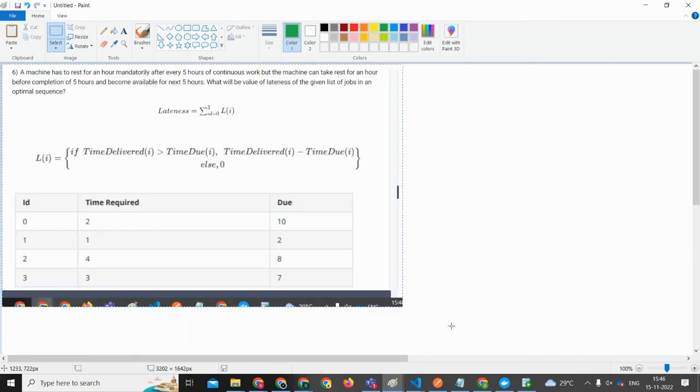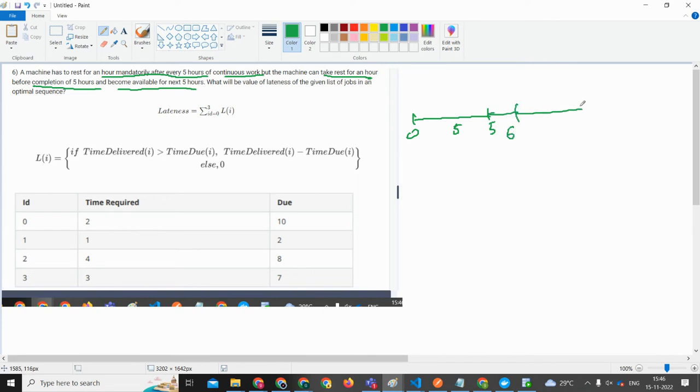Let's read this. A machine has to rest for 4 hours mandatorily after every 5 hours of continuous work, but the machine can take rest for an hour before completion of 5 hours and become available for the next 5 hours. So if you work from the 0th hour to the 5th hour, you have to rest for 1 hour, which is the 6th hour. Then you can again continuously work for the next 5 hours, so by the 11th hour you can do that.